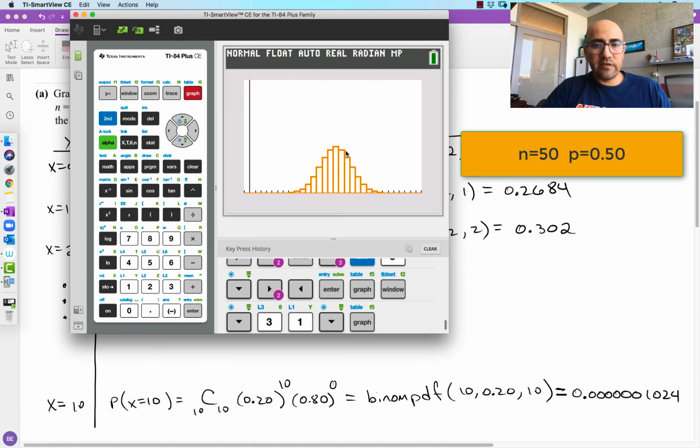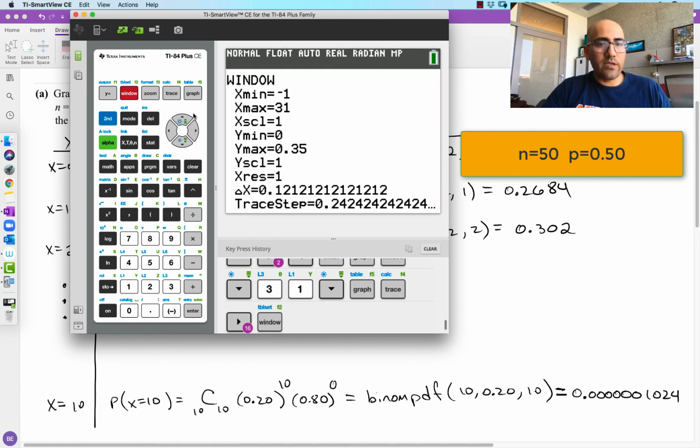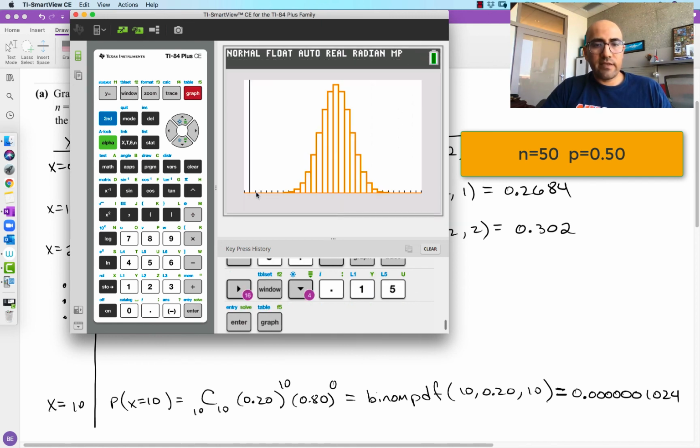If we wanted to know a specific value here, we can hit trace, and then this will let us know. We can go to the right and keep track. So when x equals 10, the probability turns out to be pretty small still, 0.027. And when you go up, see like the most common result, the tallest value is 14. Well, now that we know that the tallest one is 14, we can also come back to our window and change this and maybe make it a little bit closer. How about 0.15? And then hit graph, and now we see that there it is. The tallest one is right there.